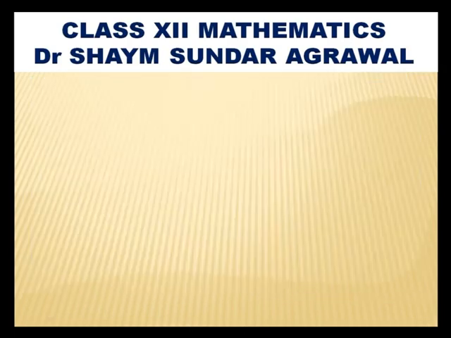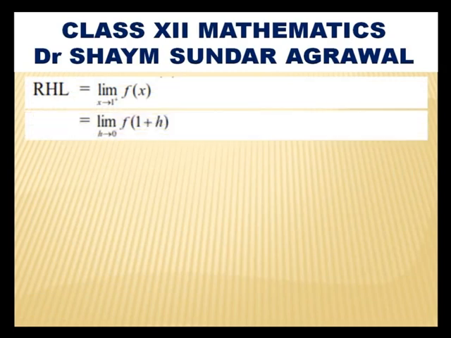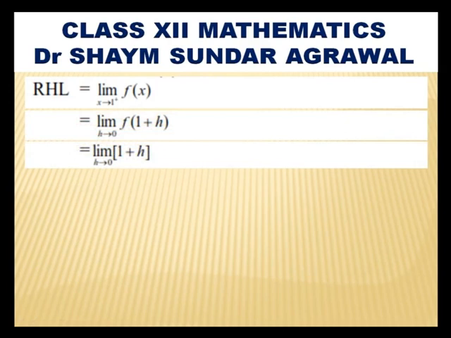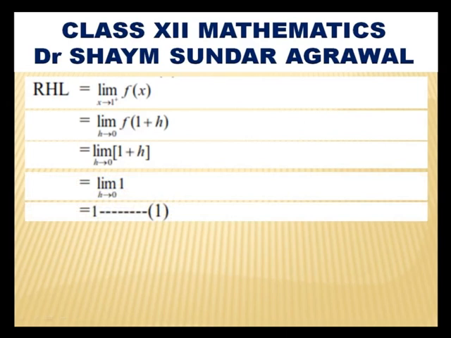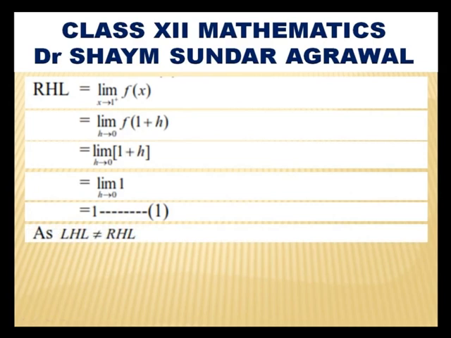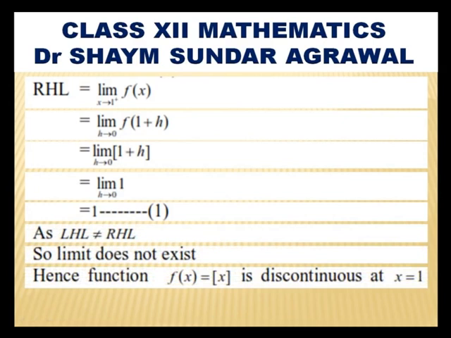Now let us find the right hand limit. The right hand limit is limit x tends to 1 plus of f(x), which is limit h tends to 0 of f of 1 plus h, that is limit h tends to 0 of [1 plus h], and the bracketed value of 1 plus h is 1. So limit h tends to 0 of 1 equals 1. So here the left hand limit is 0, the right hand limit is 1. As the left hand limit is not equal to the right hand limit, the limit does not exist, hence the function is discontinuous. It is not continuous at x equals 1.